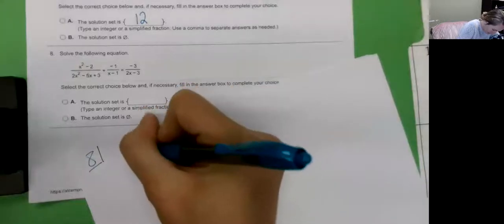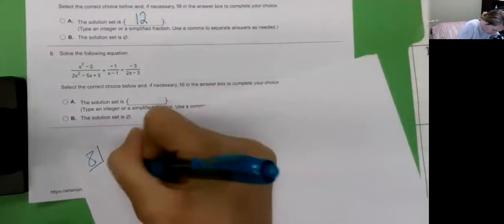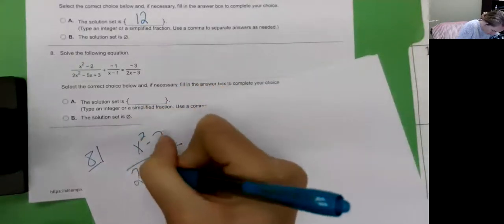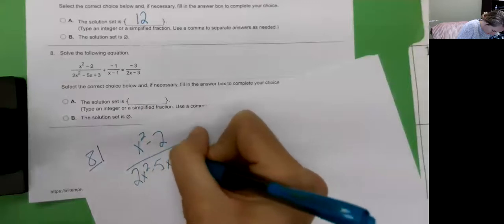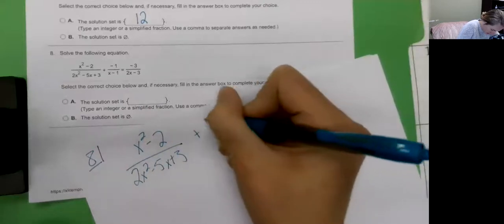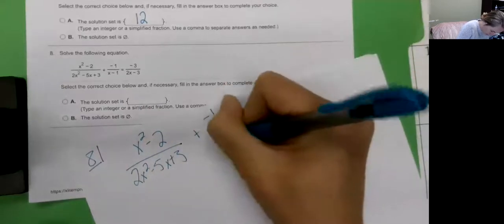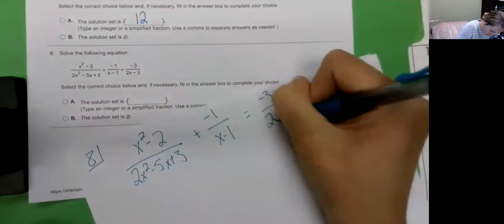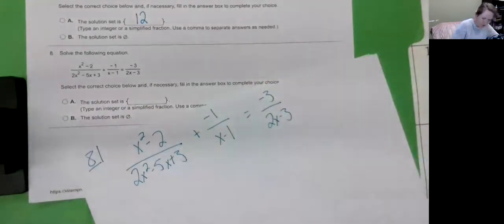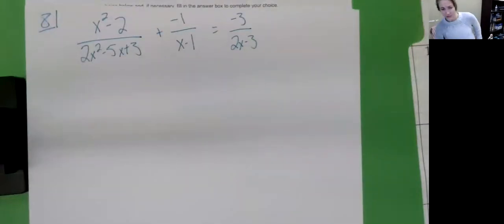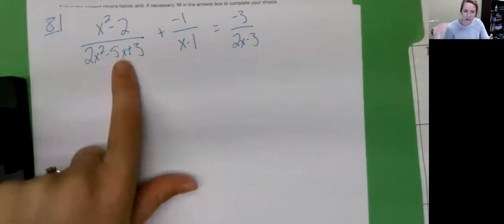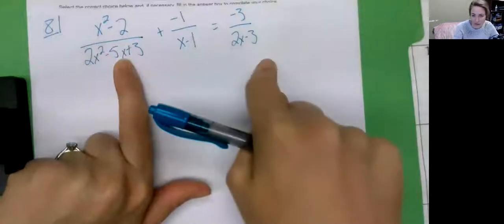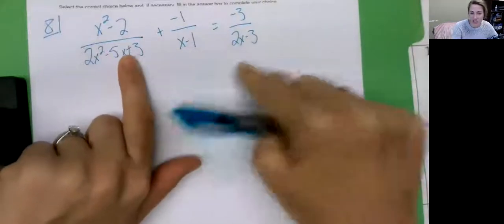We have x squared subtract 2 over 2x squared subtract 5x plus 3, plus negative 1 over x subtract 1 equals negative 3 over 2x minus 3. Knowing what I know about this, and hopefully y'all caught on to it, I'm going to assume that when I factor this, it's going to be those two. So I'm just going to go straight and check this.